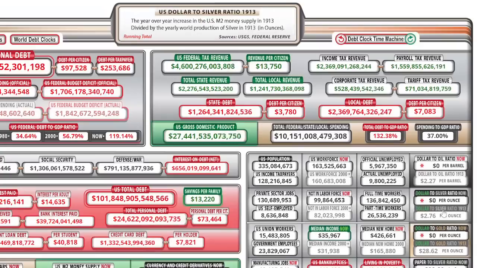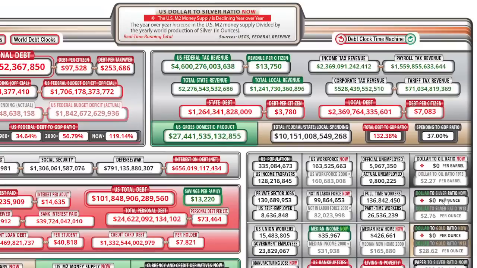If you see on your screen here, when you highlight this section, you see an explanation up on top. If you go to the usdebtclock.org website, it is the year-over-year increase in the M2 money supply divided by the yearly world production of silver in ounces. These sources come from the Federal Reserve and the United States Geological Survey. Now, some people don't fully believe in all the numbers in the debt clock, but nonetheless, there is at least some accuracy in them, and it can be proven by going to these sources. Yearly world production of silver in ounces compared to the money supply.